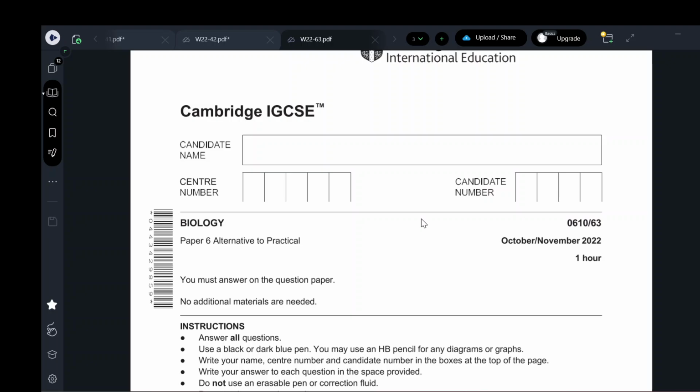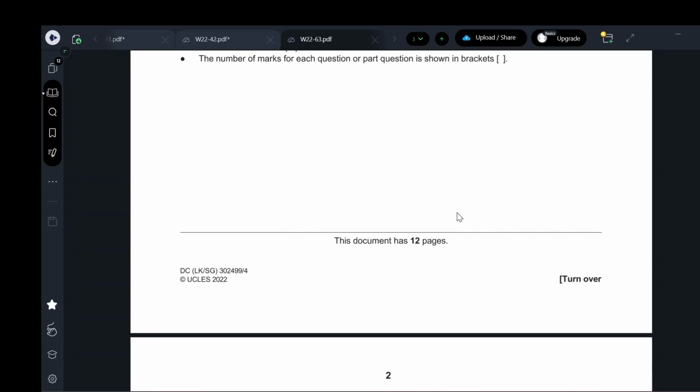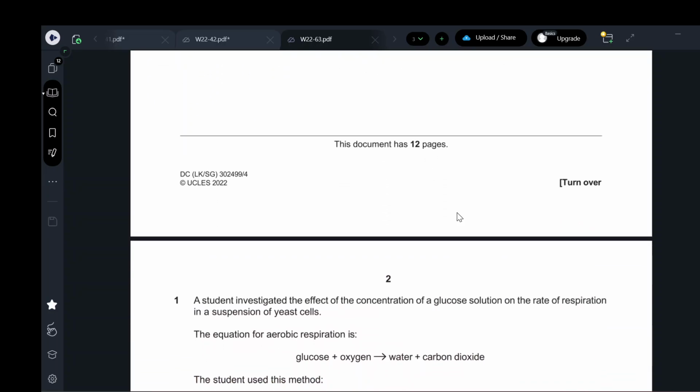Paper 6, November 22, Variant 3. A student investigated the effect of concentration of glucose on the rate of respiration.